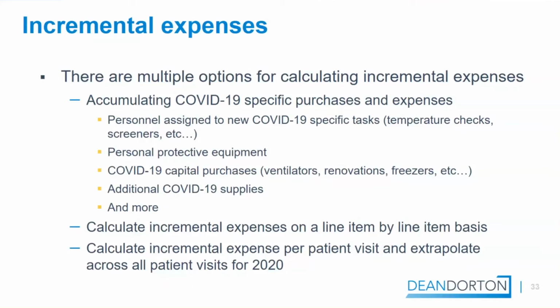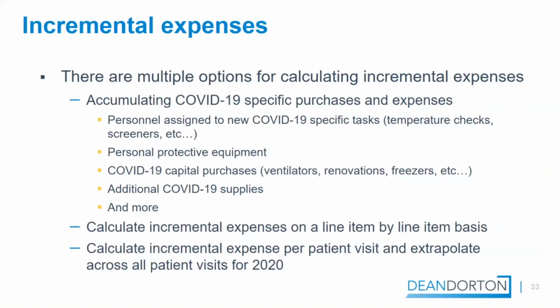Personal protective equipment, hand sanitizer, all the extra things you bought this year, COVID-19 capital purchases, additional COVID-19 supplies, and a lot more. Everybody's going to have different. There was food supplies that had to be purchased and packaged in a different way. There were corridors that had to be renovated. Ventilations that had to occur, and just a lot of different things that you could have tracked. So that's one way to do it.